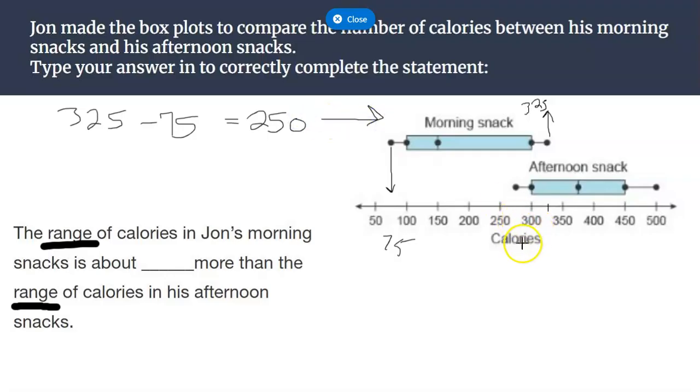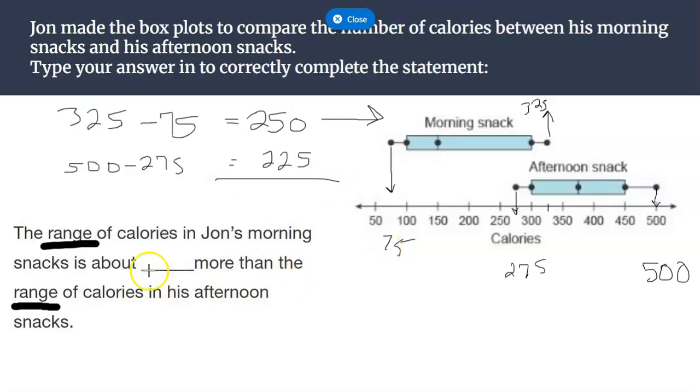All right, let's talk about the range of the afternoon. We're down here at approximately 275 for the minimum. The maximum here is at 500. So we have 500, subtract 275, we get 225. And if we are going to subtract these two, 250 minus 225, that's simply 25.